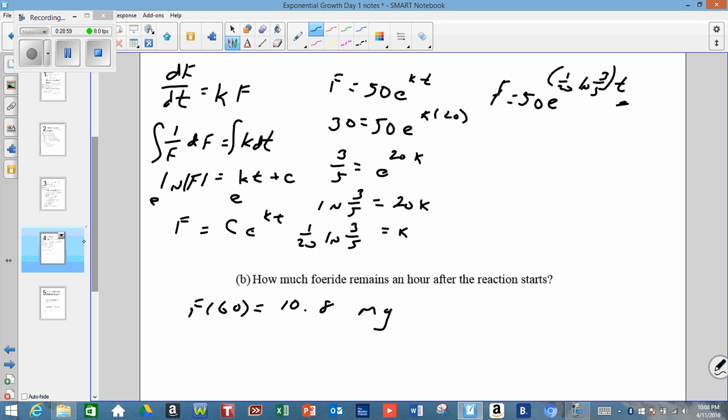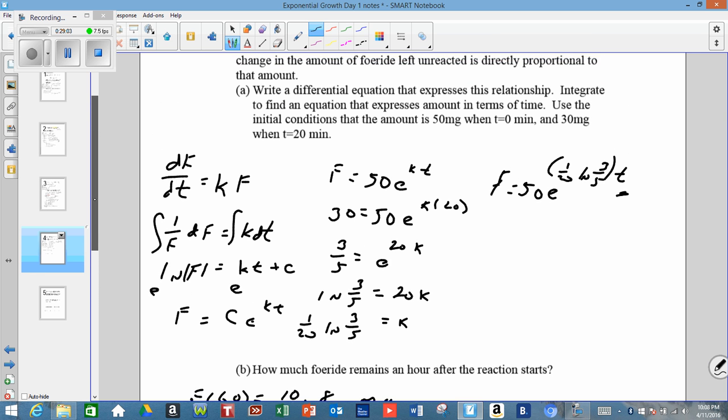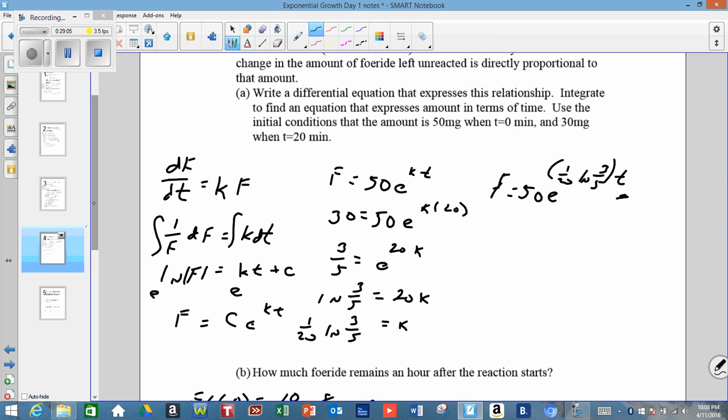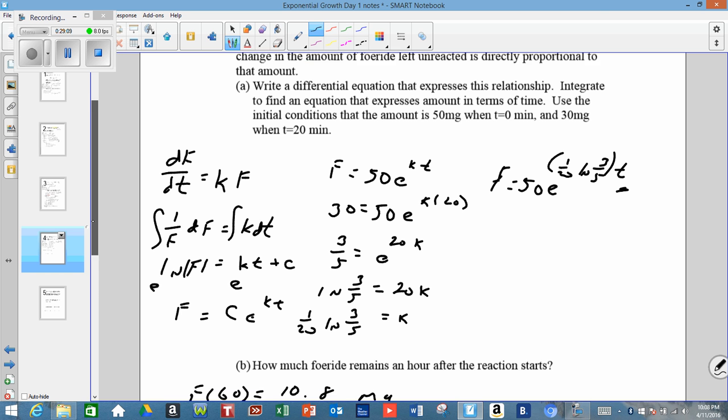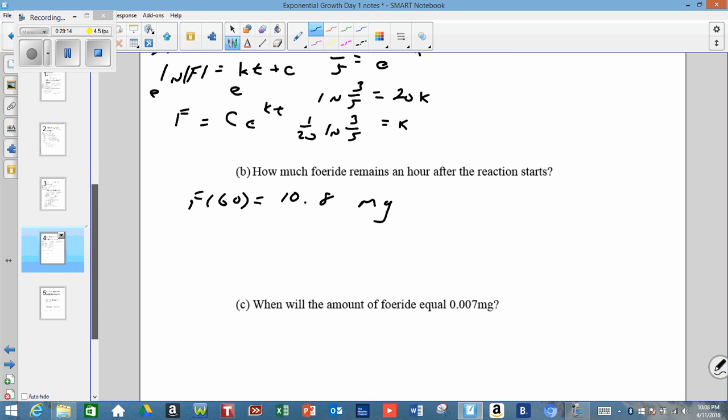And again, make sure that it makes sense. At the start, we had 50. 20 minutes later, we had 30, so it's definitely going down. So an hour after that, it should definitely be less than that. It's 10.8. And then it wants to know when will it be 0.007. So 0.007 is the new amount.